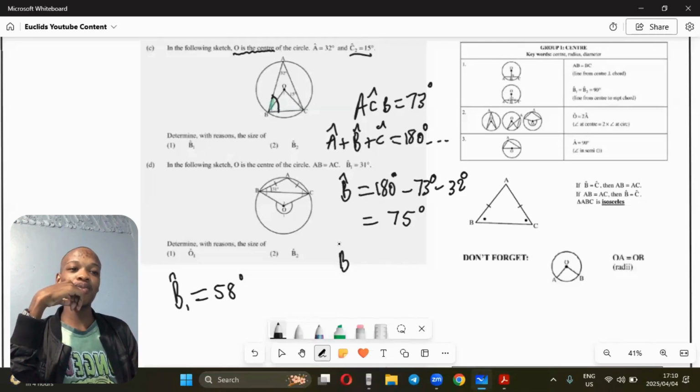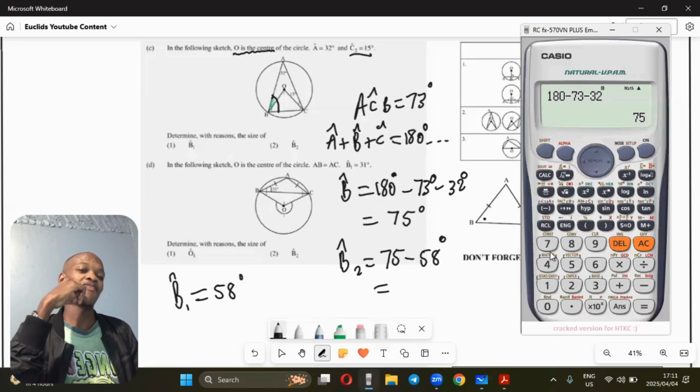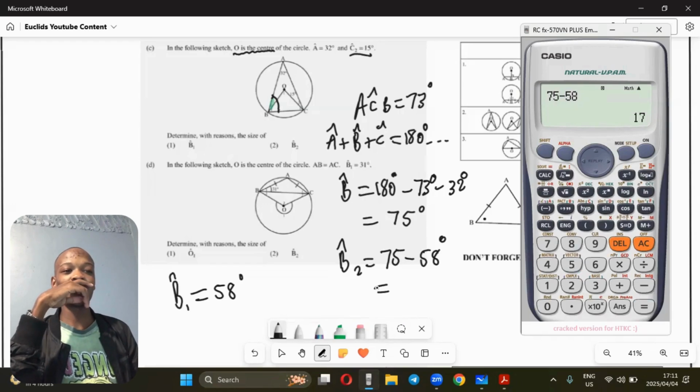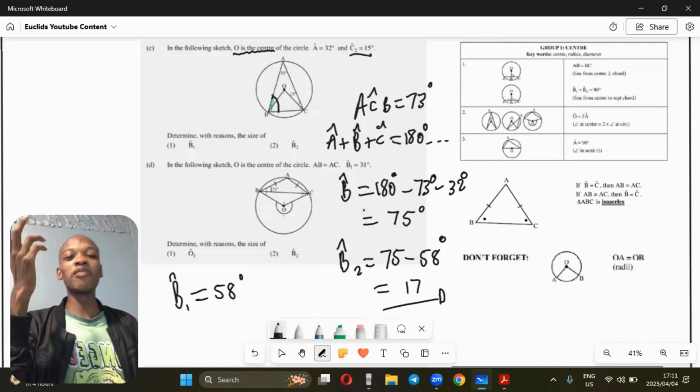Yes, B2 is equal to 75 minus 58, which is what? 75 minus 58. It's 17. So it is 17.